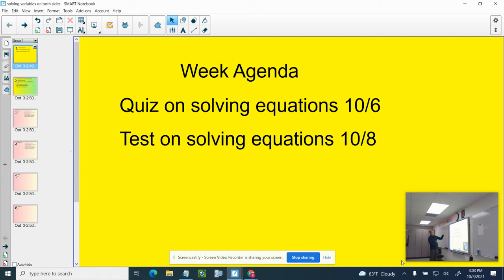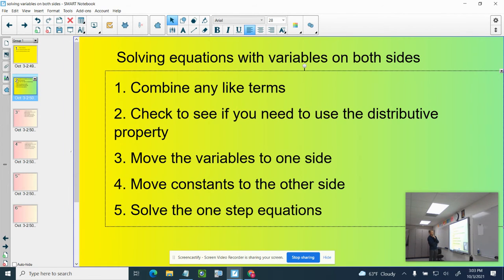So we've already kind of done some of these problems, but we're going to dive into a more formalized, a more formal way of looking at these problems. So this is something you're going to write down in your notes. So combine any like terms is going to be the first step you do when solving an equation that has variables on both sides. So combine your like terms.